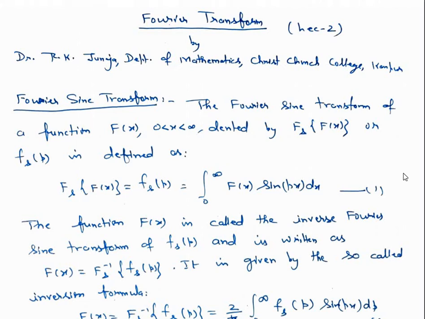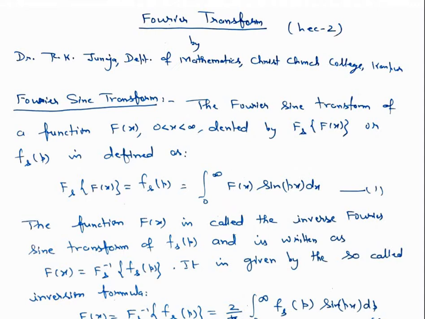Dear students, today we shall discuss Fourier sine transforms and Fourier cosine transforms. Now let us first of all define what is meant by Fourier sine transform. The Fourier sine transform of a function capital F(x), where x lies between 0 to infinity, denoted by F_s(f(x)) or F_s(p), is defined as the integral from 0 to infinity of F(x) into sin px dx. So this is the definition for finding out the Fourier sine transform of a function F(x).